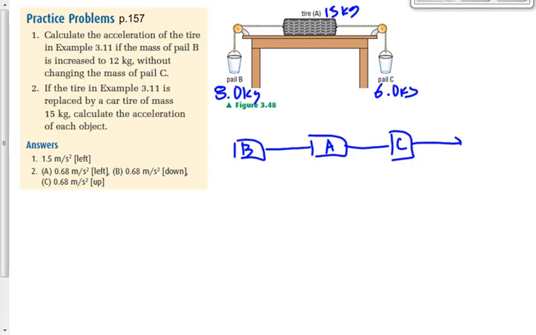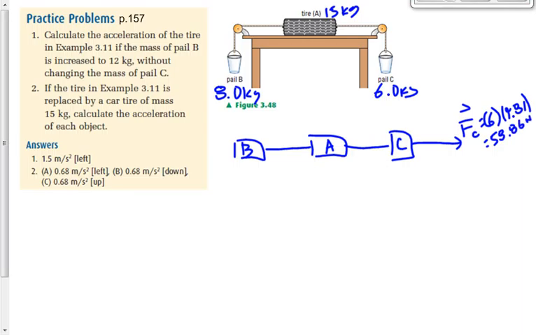Pulley C has a force of gravity acting on it. We'll just call it FC. Really, it's a force of gravity, but we'll simplify it by calling it FC. It's equal to 6 times 9.81, which gives us 58.86. Is that right? 58.86? I believe it is.